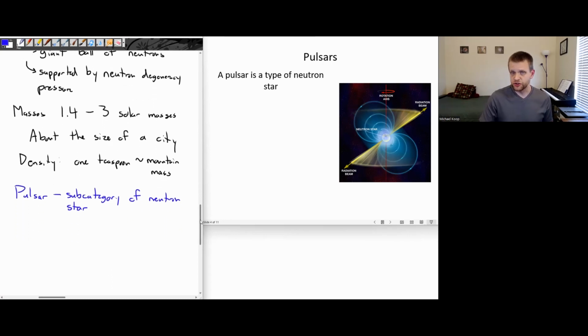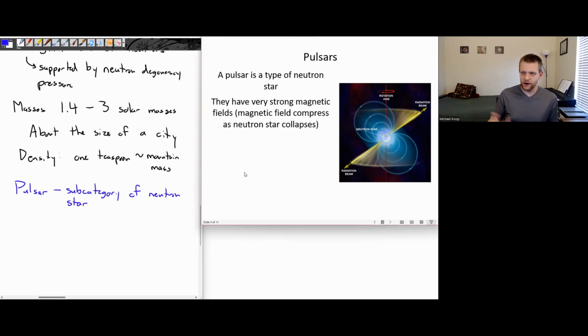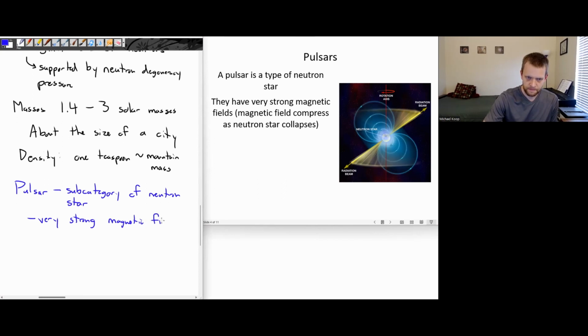So all pulsars are neutron stars, but not necessarily all neutron stars are pulsars. These neutron stars have very, very strong magnetic fields. And presumably the reason for this, again, there's still a lot of open questions about these neutron stars and these pulsars, but presumably the reason for this is when we have a star like our sun, it has magnetic fields.